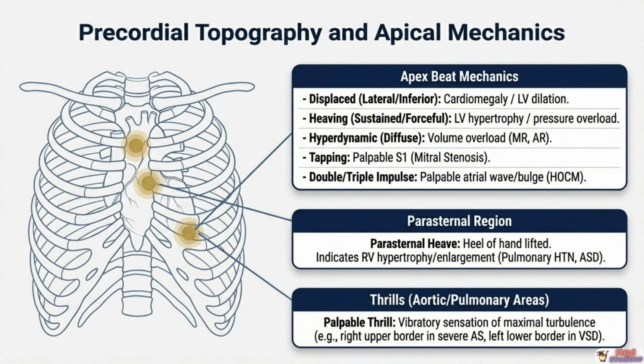A parasternal heave, felt with the heel of the hand lifted off the chest wall, indicates right ventricular hypertrophy or enlargement, commonly from pulmonary hypertension or an atrial septal defect. And palpable thrills, a vibratory sensation of maximal turbulence, are typically found at the right upper sternal border in severe aortic stenosis, or the left lower sternal border in a ventricular septal defect.